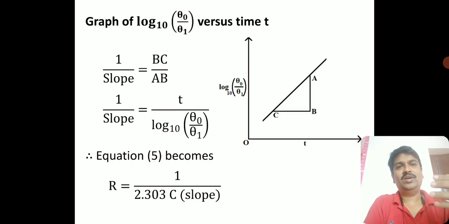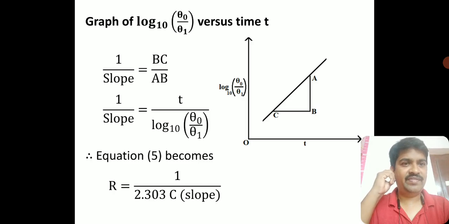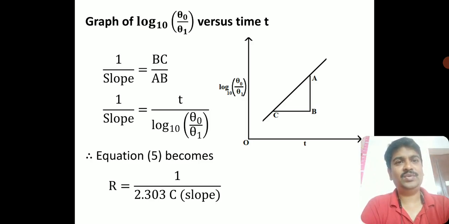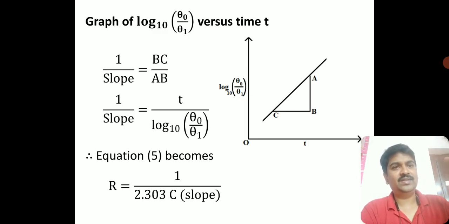By knowing all these quantities, I can easily calculate the value of high resistance by the method called leakage. Also I can plot a graph of log theta naught by theta 1 versus T, which gives a straight line. From the slope I can get a formula: R equals 1 by 2.303 C into slope. The slope is simply log theta naught by theta 1 divided by T. So plot the graph, get the slope, substitute here and find the value of high resistance by the method of leakage.